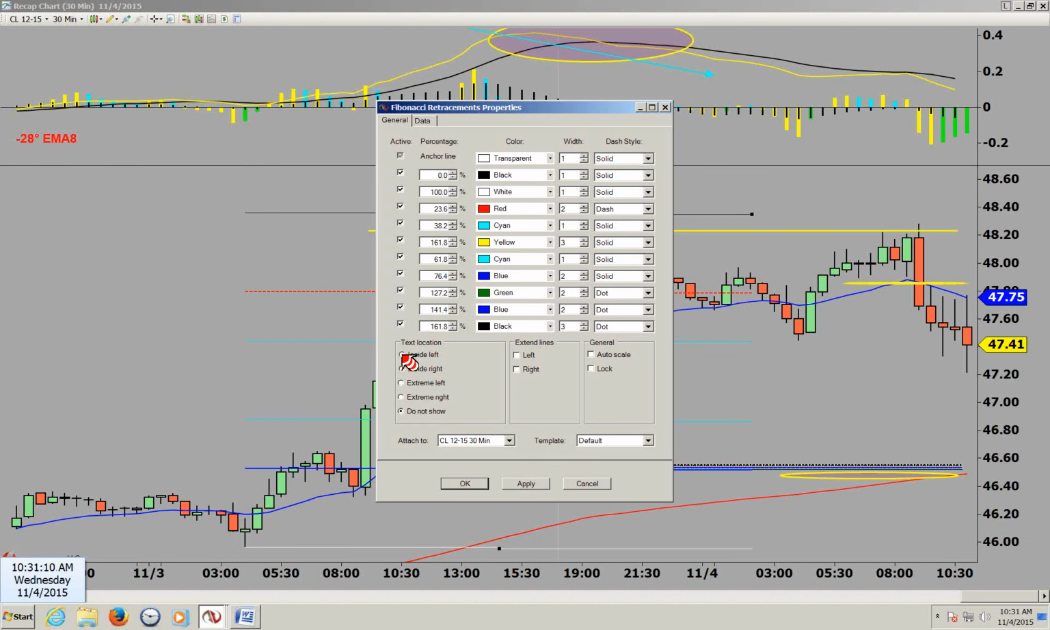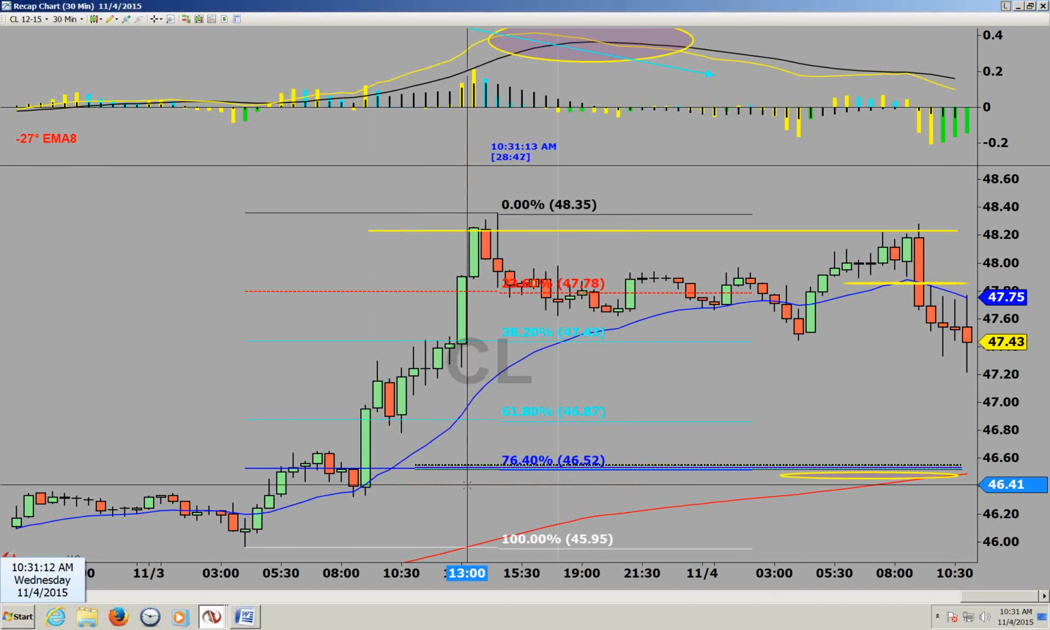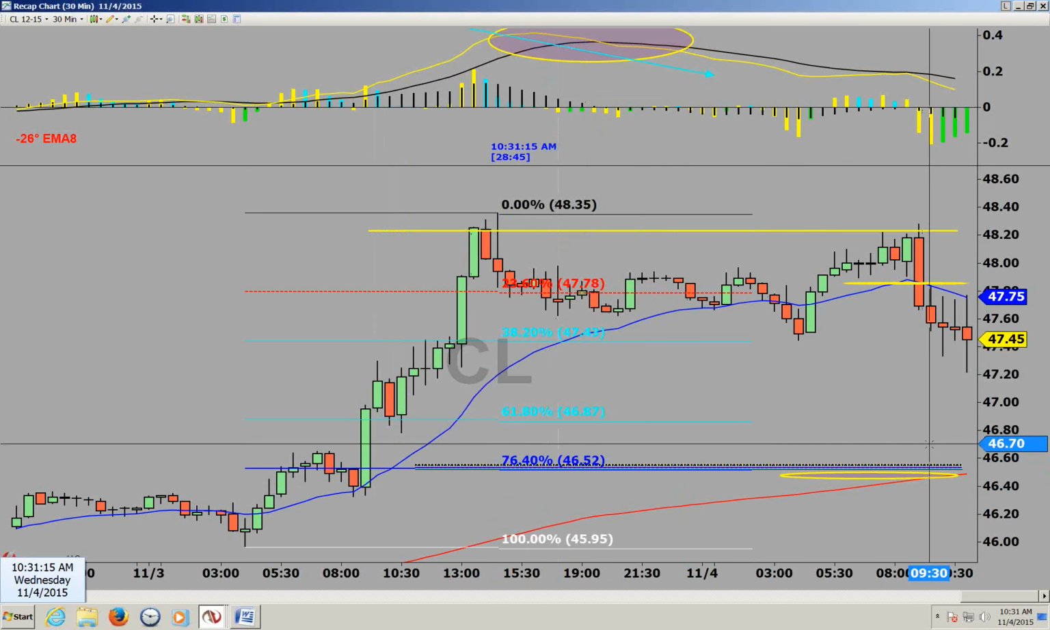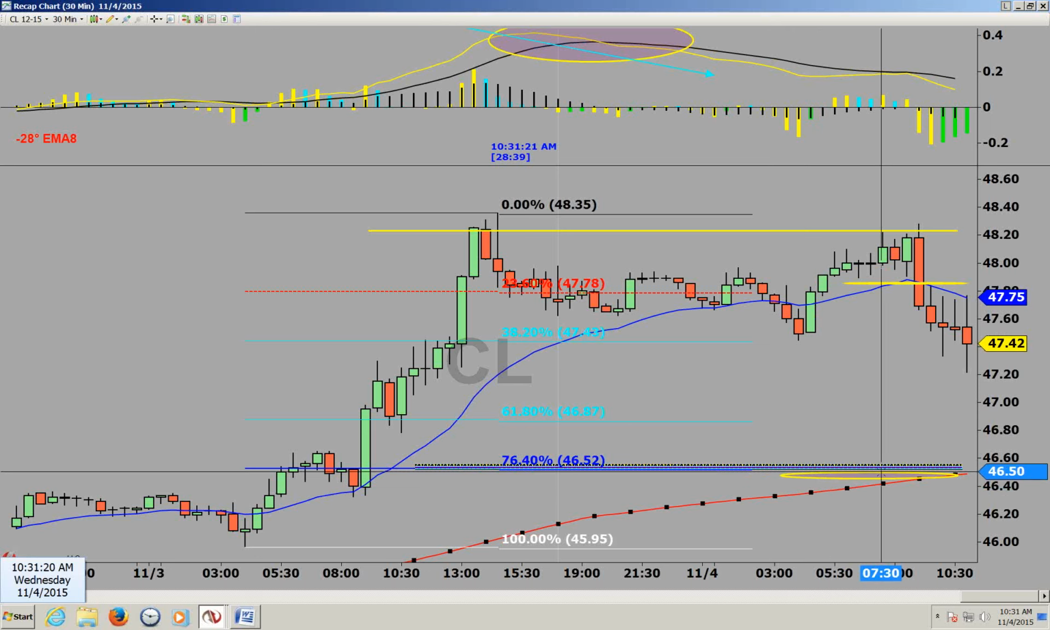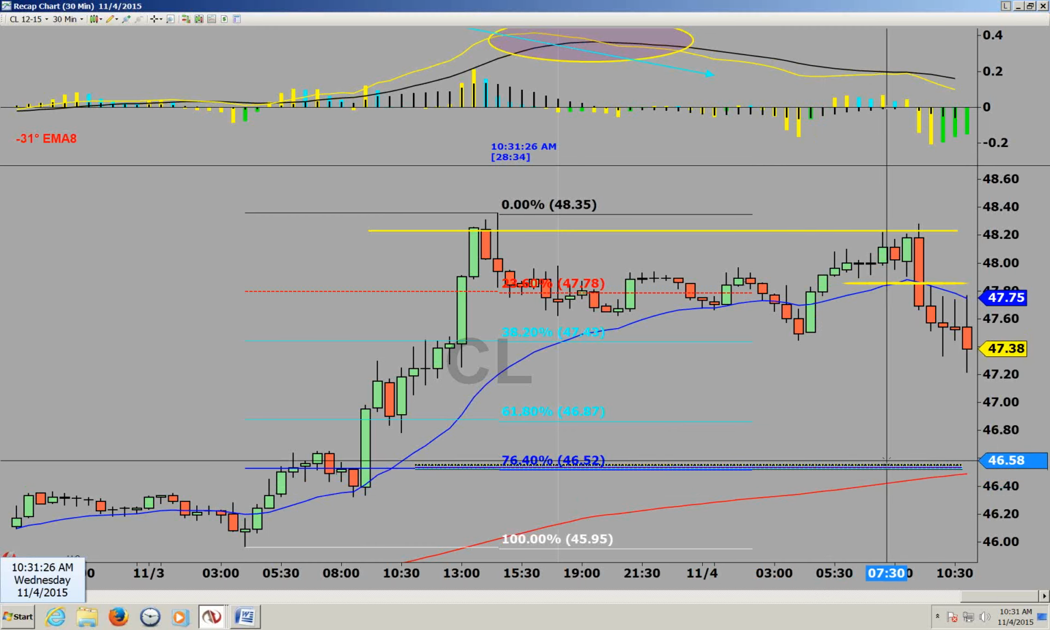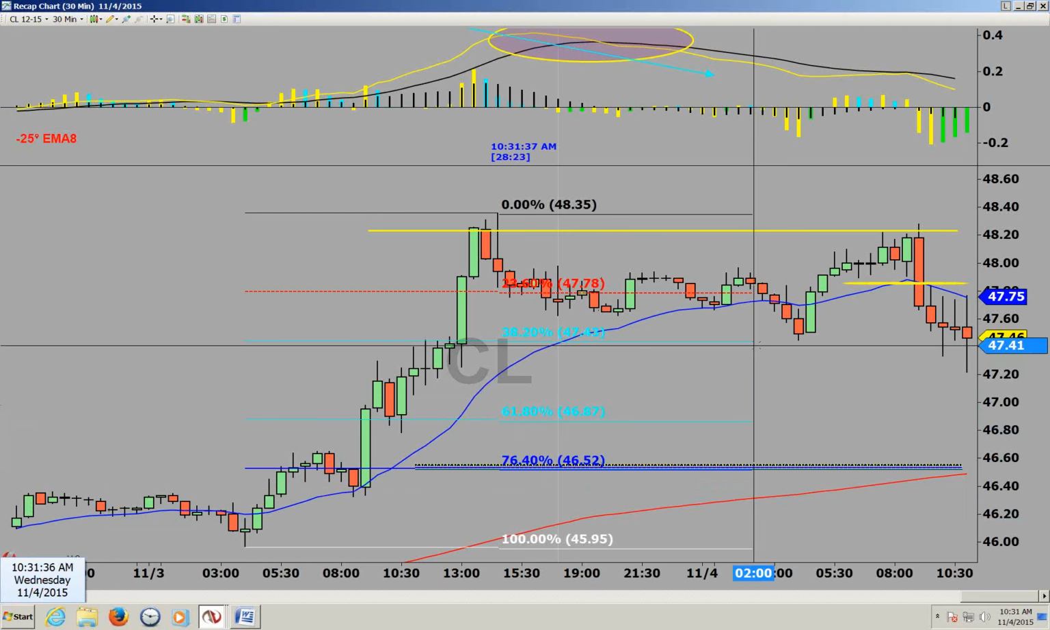Turn these on. Done deal. Target 46.52, SMA right here. See if we can get there. Kind of a slow start, but we'll keep you up to date. The real time is Wednesday, 10:31.5. Market has broke out in the right direction, to the downside. We'll see if we can hang on to a trade to the downside. We'll come back, keep you posted.